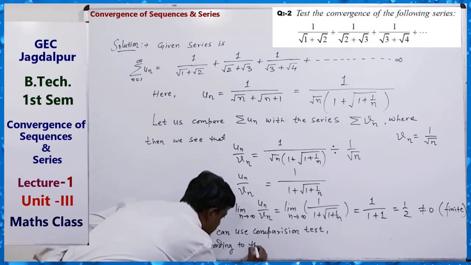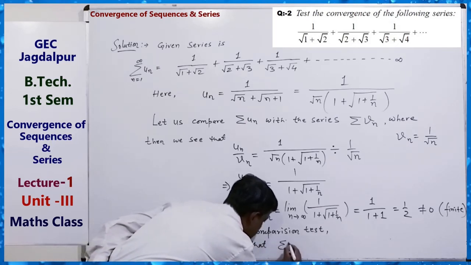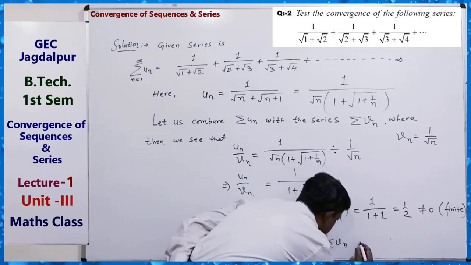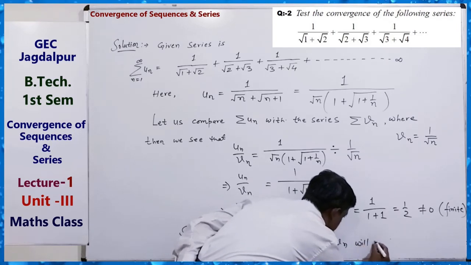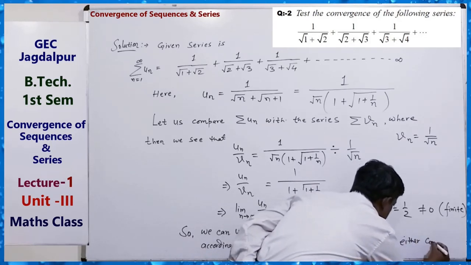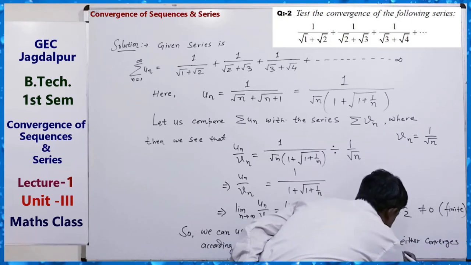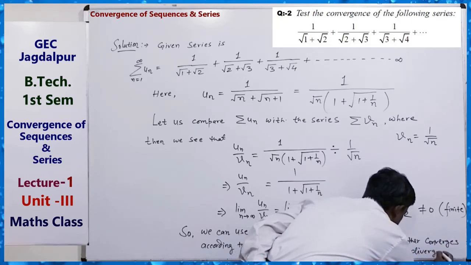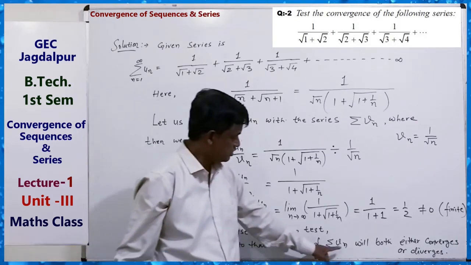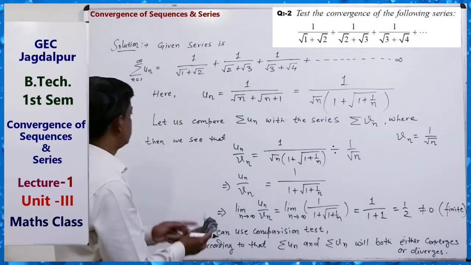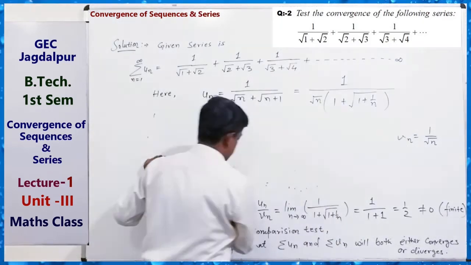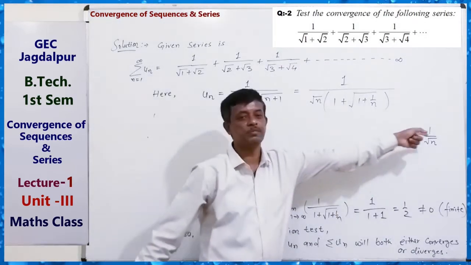According to that, summation un and summation Vn will both either converge or diverge together. So now Vn is the helping series.